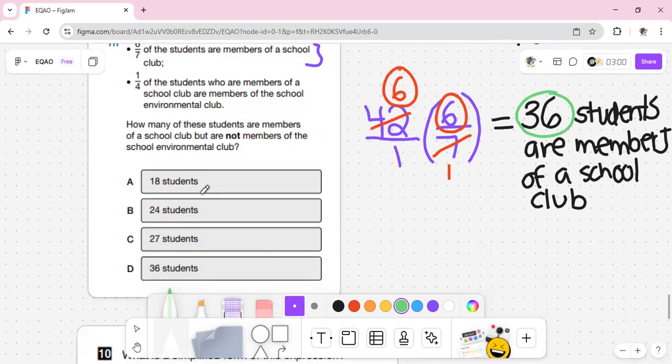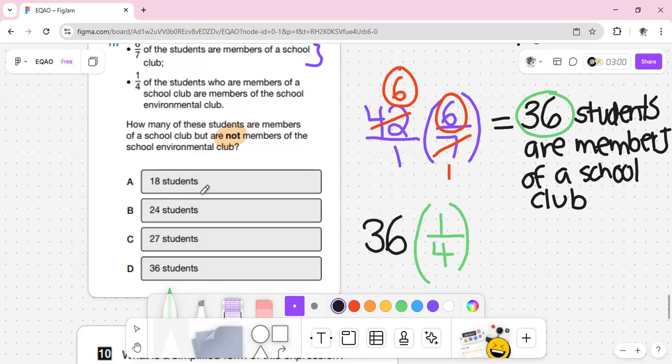Now, the EQAO question that makes it a little bit tricky, this word not. How many of these students are members of a school club but are not members of the environmental club? Well, first we have to figure out how many members out of the 36, how many are members of the school environmental club? So to do that, we need to take my 36 students, I just figured out in the last part, and now I have to multiply that by 1/4.